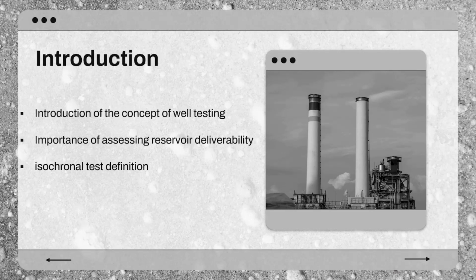And now let's head to the isochronal test definition. Isochronal testing is a well testing method used to evaluate the deliverability and productivity of oil or gas reservoirs. It involves shutting in the well, allowing the pressure to stabilize, and then gradually opening the flow to measure the pressure and flow rate at different time intervals.